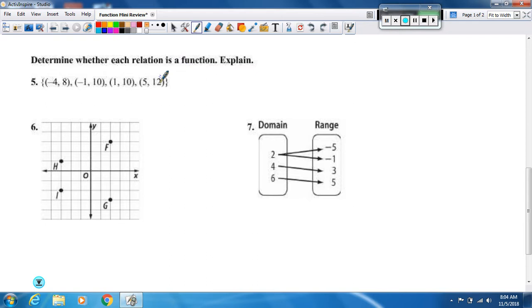Okay, different set of problems. Determine whether each relation is a function. A function, x's are different. In other words, your domain cannot repeat. So on this one, the x values are the first numbers, -4, -1, 1, and 5. Since those are all different numbers on a number line, this is a function because the x's are different.